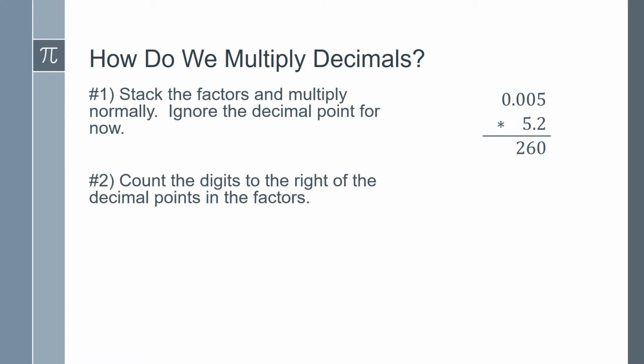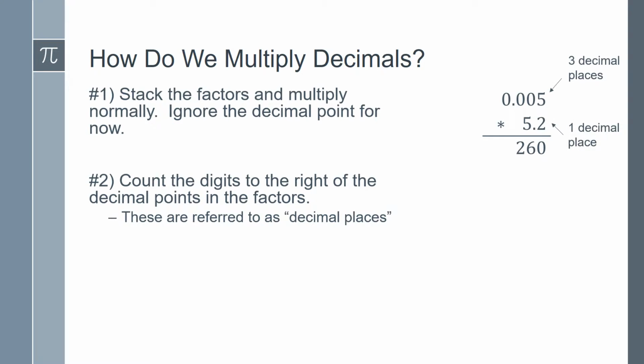Next, we need to count the digits to the right of the decimal points in the factors. We call these digits the decimal places. If you look at 0.005, there are 3 decimal places, and if you look at 5.2, there is 1 decimal place.